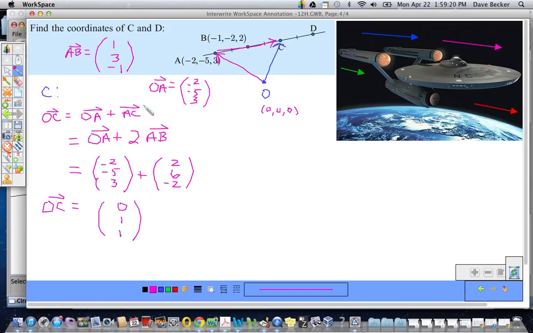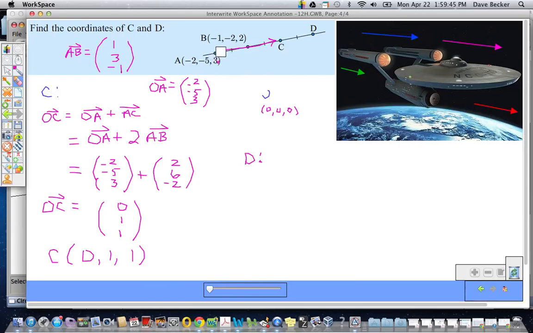Now that's the vector OC. It asks for the coordinates of C. Since it's emanating from the origin, this vector, then the coordinates are the same as the components of the vector. So C is at 0, 1, 1. Okay. So now let's look for point D. We'll do that down here. Okay, let me erase all this here. I'm going to keep that origin though. That's a nice little tool to have. So this is the origin O. Let's just say it's right here.